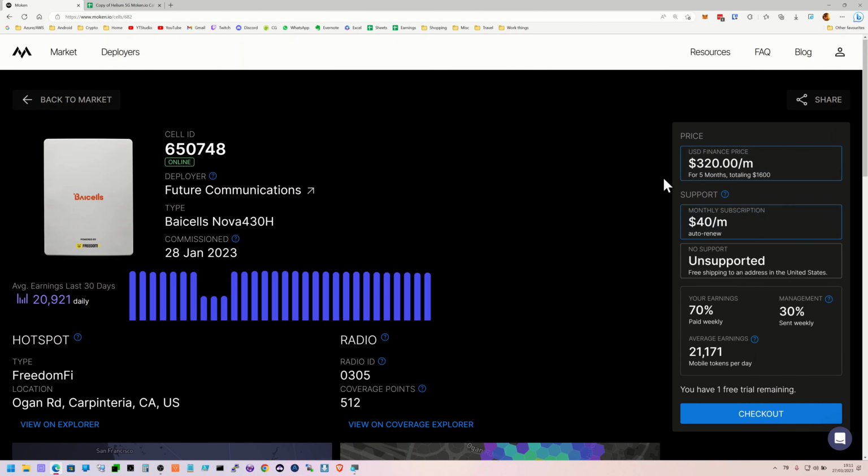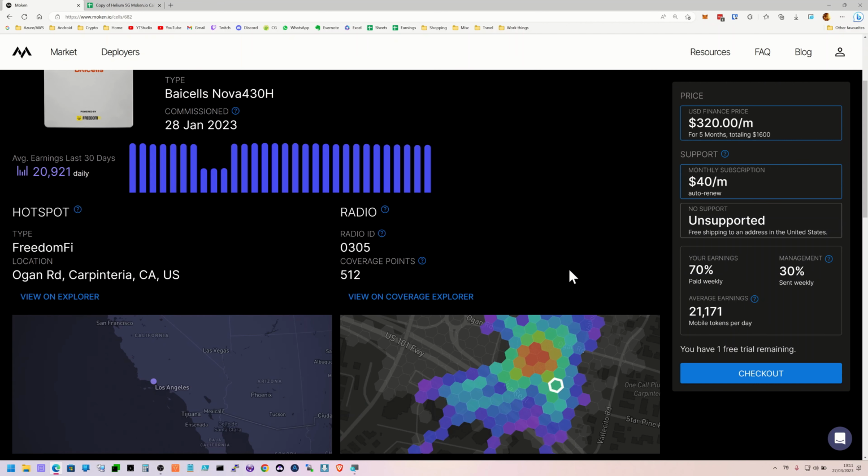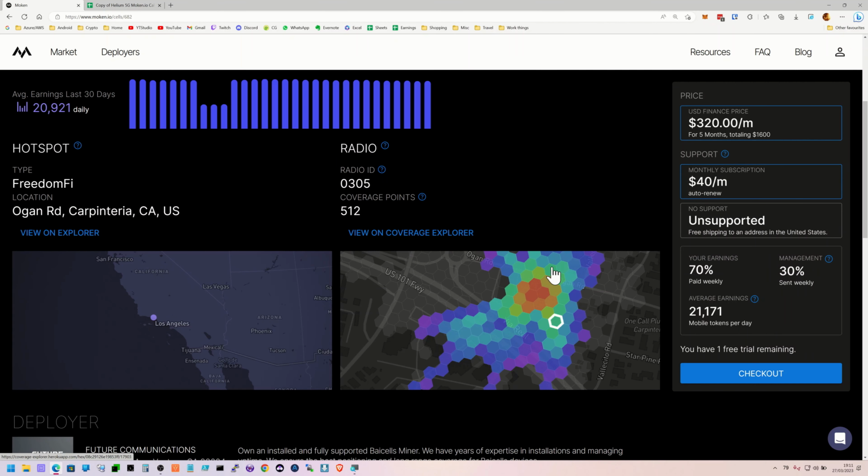So you can see here the price of this radio as well. It's on the right hand side, and what you're going to pay is basically $1,600, but that's going to be split up over 5 months. You're then going to have this $40 a month subscription, and that basically goes to the deployer who actually looks after your radio for you.